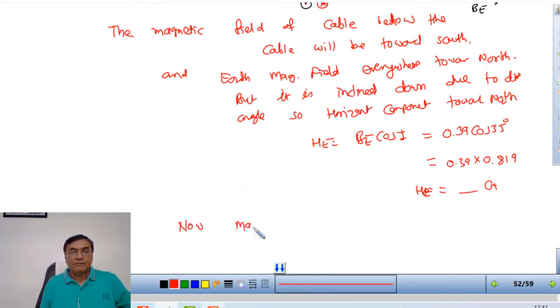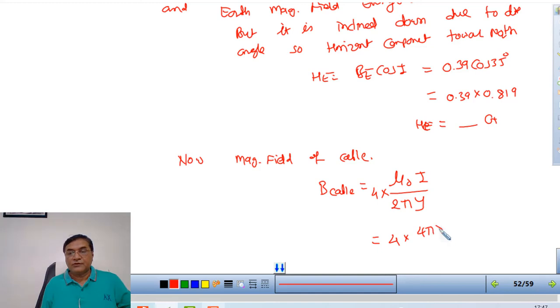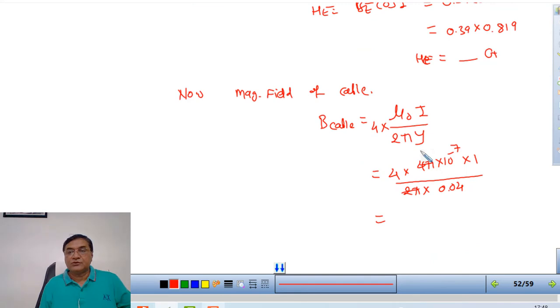Now the magnetic field of the cable, we have to calculate. So suppose B of cable is equal to mu 0 I upon 2 pi y. Okay. So we have 4 cables, so I multiply by 4. So 4 into 4 pi into 10 raised to minus 7 into current is equal to 1 ampere divided by 2 pi and below 4 centimeters, so 0.04. So if you simplify this, 2 pi cancel, so I get 2. This 4 cancels, so it becomes 100. So I think 200 into 10 raised to minus 7.